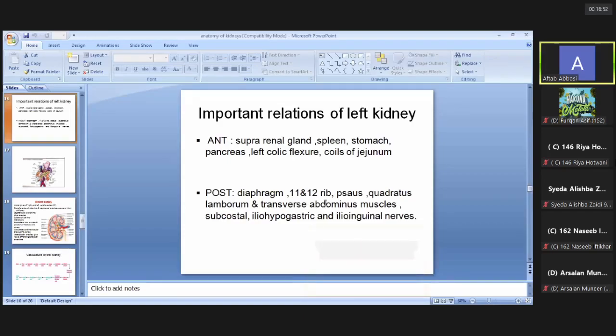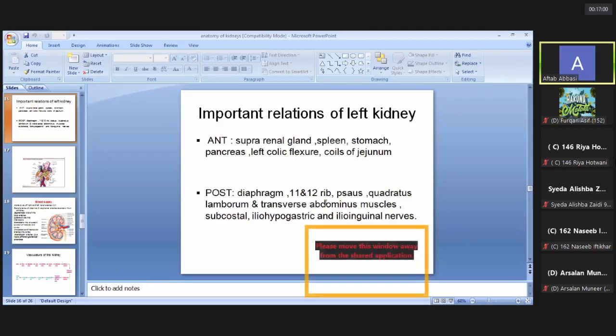All the other relations are the same, like the diaphragm, three muscles of the posterior abdominal wall, psoas muscle, quadratus lumborum, and transverse abdominis, and three nerves, the subcostal, iliohypogastric, and ilioinguinal nerve. Only there is a difference in the relations with the ribs. The right one is slightly lower, so it is only related to the 12th rib, and the left one is related to the 11th and 12th ribs.